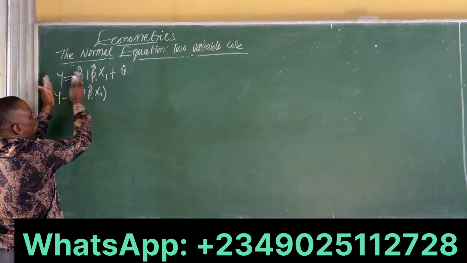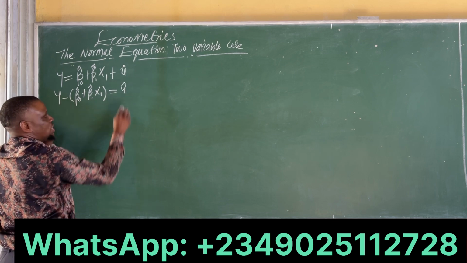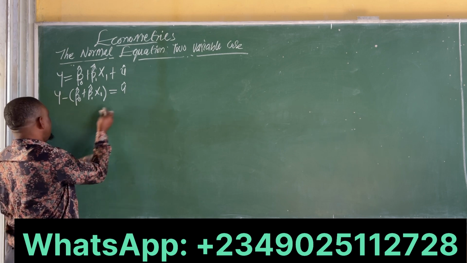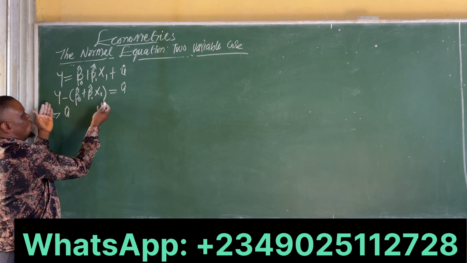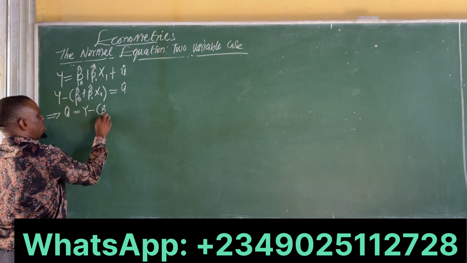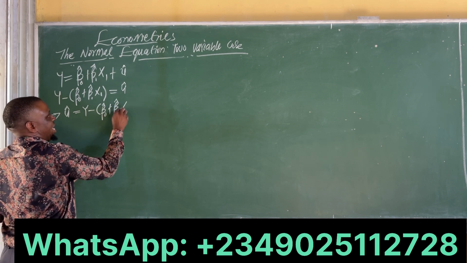Now, the whole of this is already on the left-hand side. So what we are left with here is a u hat. You agree with me that if the whole of this is equal to u hat, then it implies that our u hat is equal to the whole of this, which is y minus all this beta 0 hat plus beta 1 hat x1.